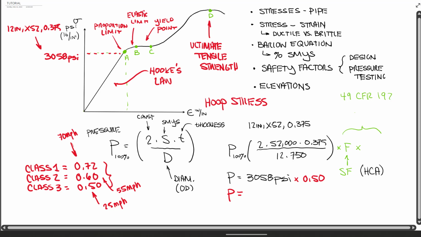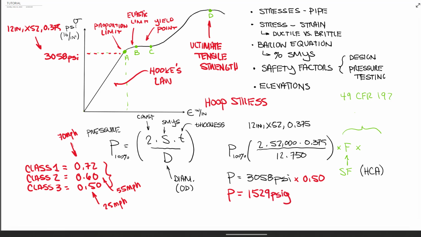Well, that comes out to the maximum that you're allowed to run that piping there is 1529 psi maximum. Okay, so where is that over on our stress strain diagram? Well, it's dead center right here in our safe zone. So right now this is class 3, and that is 1529 psig.